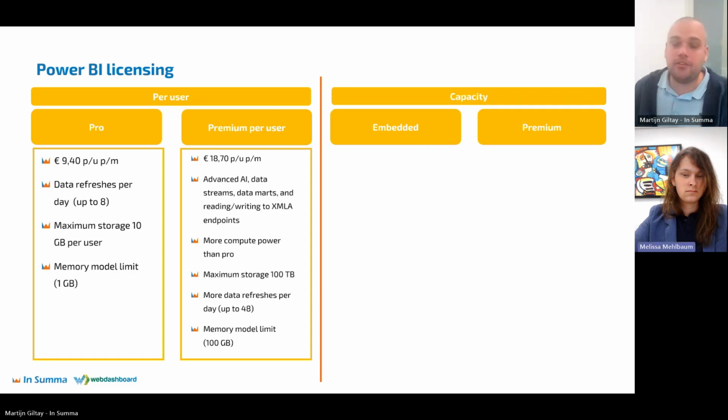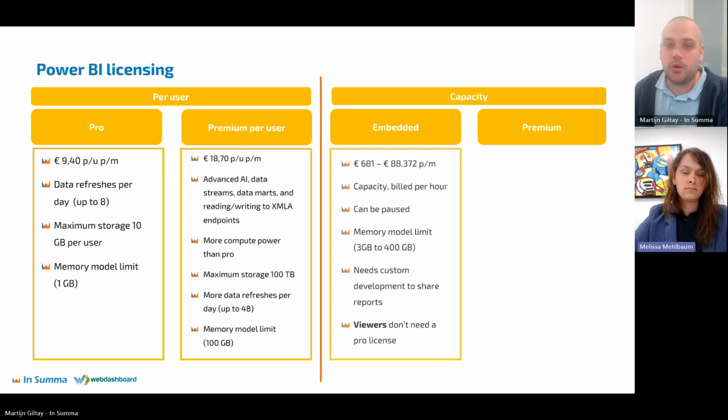Then you have the capacity side of the slide, and that starts with Embedded. You can see the price range is very, very large. That is because of the hardware you put beneath. The bigger you go, the more compute power you want, the more you pay. So it's like how Azure works. It's pay per use. One of the advantages of the Embedded capacity option is that it can be paused. So if you think, I don't use it at night, my customers don't use it at night, let's just turn it off, and I'll pay half of the money. That's really a great solution to make it more cost efficient.